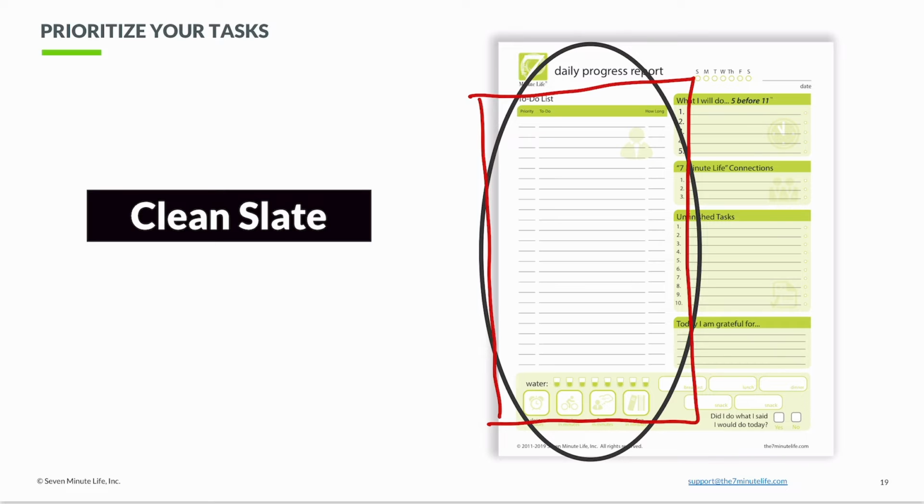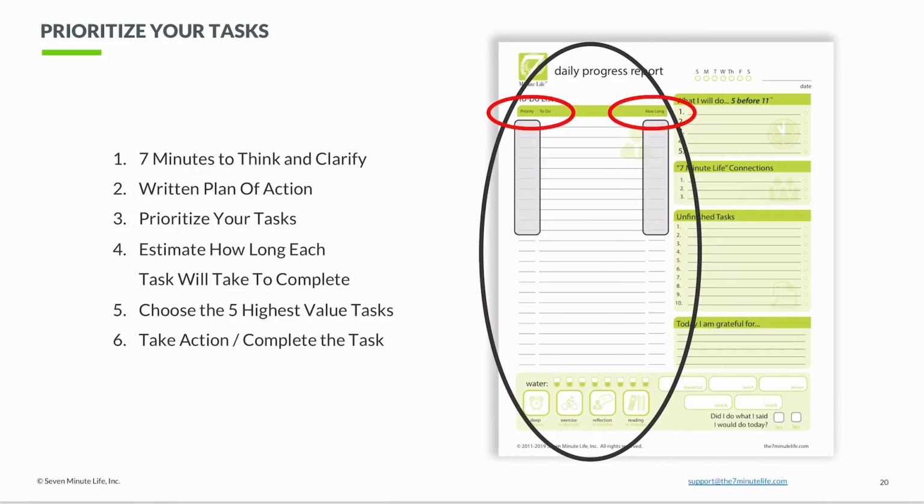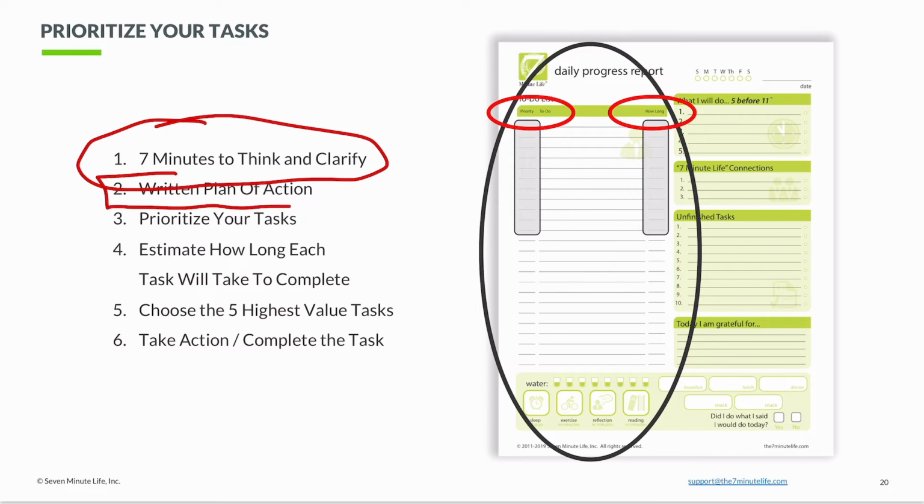Regardless of what you were able to accomplish yesterday, a key thought of the 7-Minute Life is today's a new day. So as you take your 7 minutes, you're going to physically set a timer for 7 minutes, and you're going to choose to think about what you need to do. During that 7 minutes, you're going to create your written plan of action using the daily progress report.